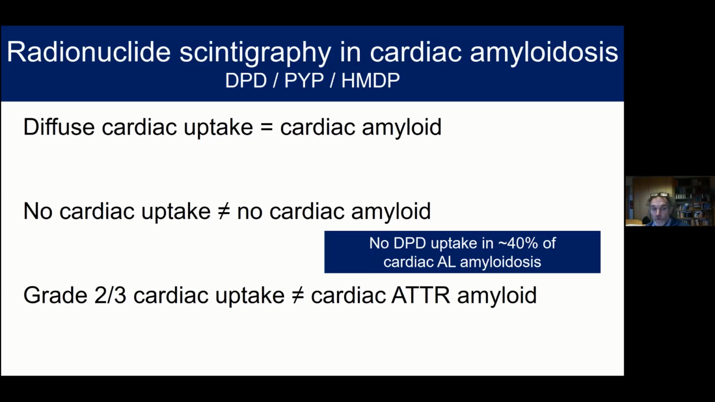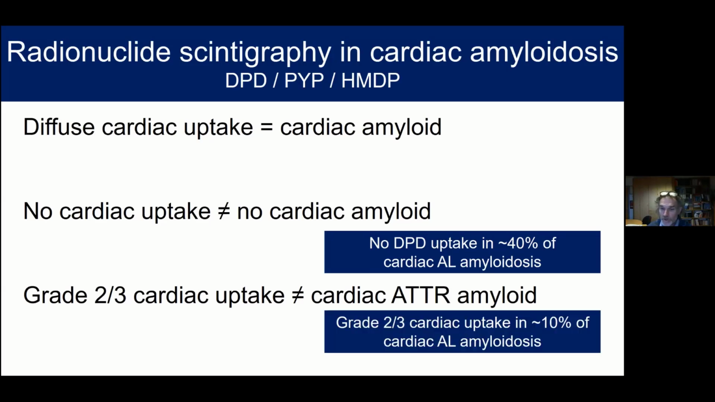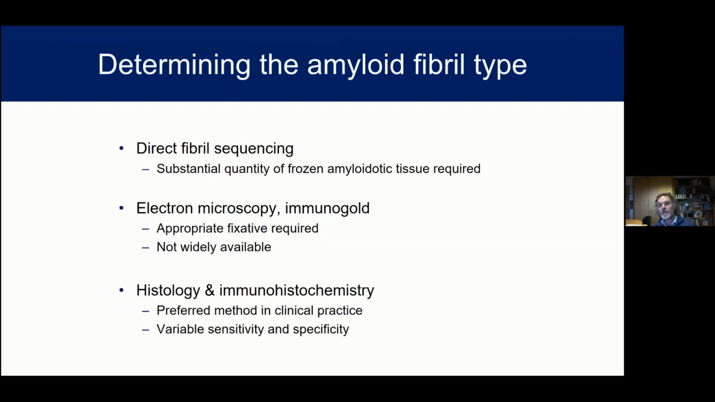Similarly, grade 2 or 3 cardiac uptake in itself does not equal cardiac ATTR amyloidosis. About 10% of patients with cardiac AL amyloidosis will have grade 2 or 3 cardiac uptake, so you really need those 3 tests that I mentioned to exclude a plasma cell dyscrasia before you can make that diagnosis of cardiac ATTR amyloidosis. So let's turn our attention to the second problem, which is that of amyloid typing, determining the amyloid type, which, as I mentioned, is essential if you're going to treat the patient correctly.